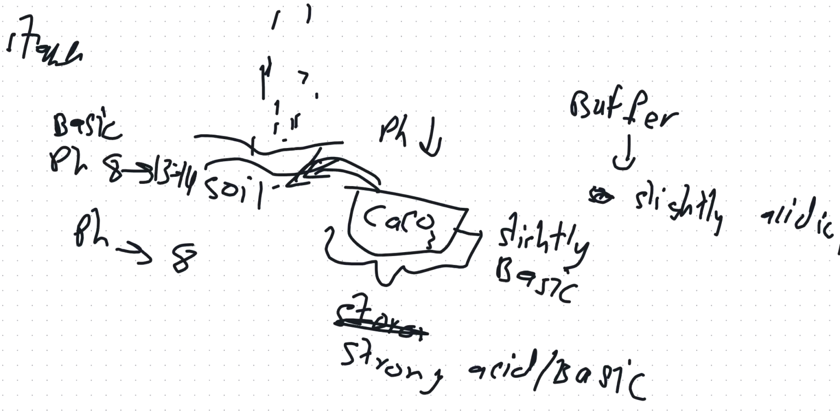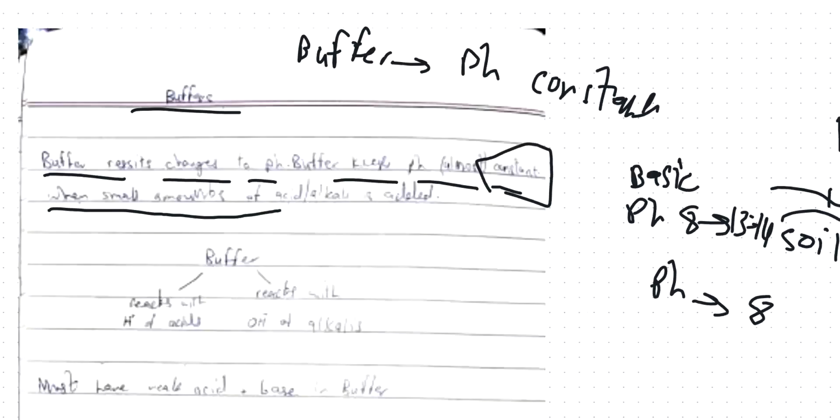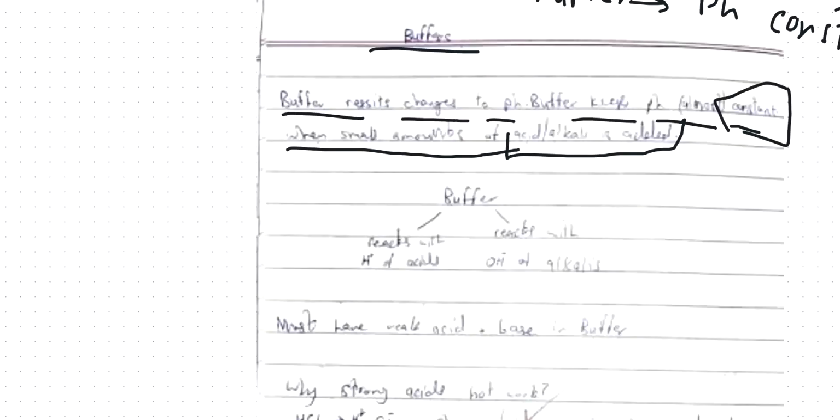So for buffers we use very slightly weak acids or bases. And remember that if you want to use strong acids, you can only use small amounts, because you don't want the pH to drastically increase or decrease.